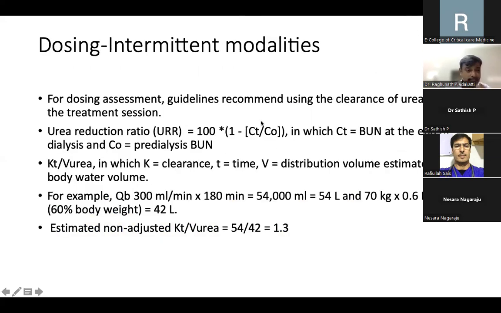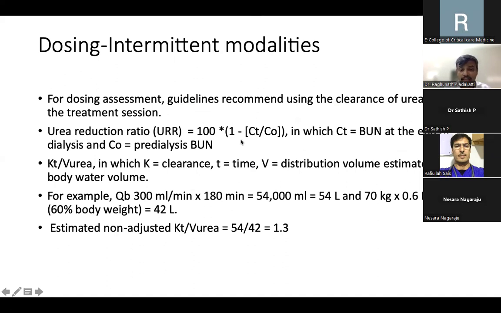Now the dosing of dialysis. For dosing assessment, guidelines recommend using clearance of urea, rather than the number of treatment sessions. So there are two options. Clearance of urea can be identified with the urea reduction ratio.